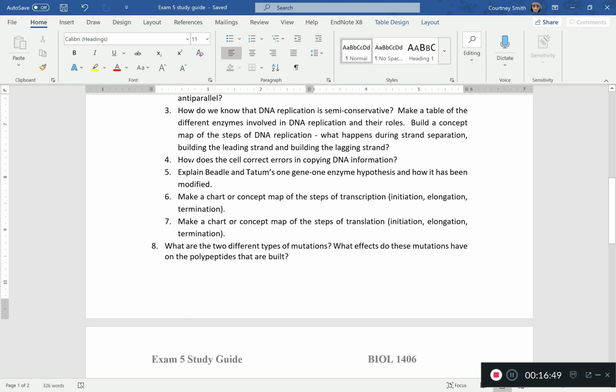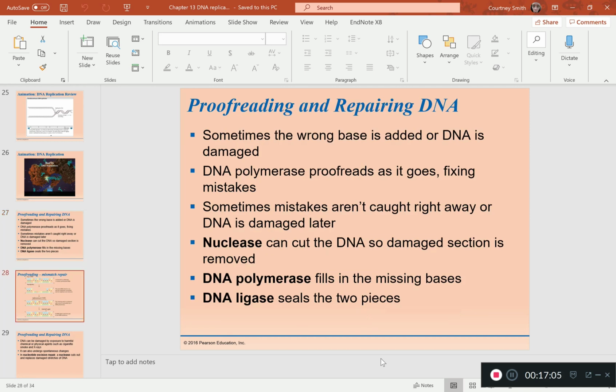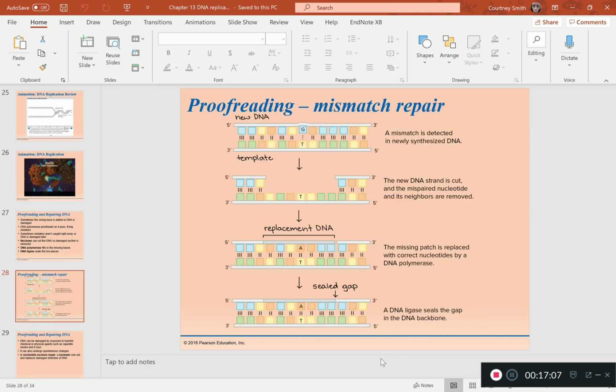So our next question is, how does the cell correct errors if errors occurred during the copying process? Sometimes in replication there are some mistakes. We try to be as perfect as we can, but that doesn't always happen. But we do have some proofreading mechanisms. DNA polymerase will also proofread and fix its mistakes if it can. But sometimes the mistakes are not caught right away, or the DNA is damaged later on, such as through X-ray or UV radiation, like from the sun.